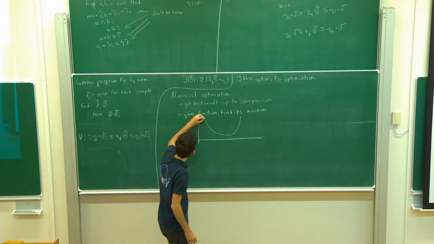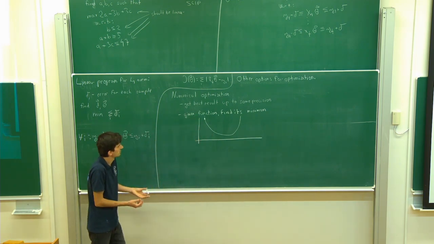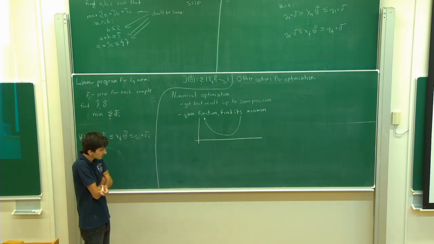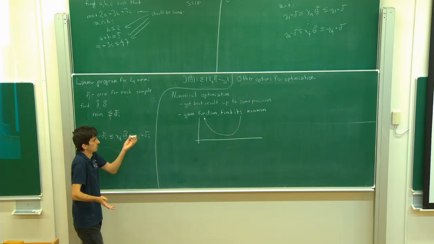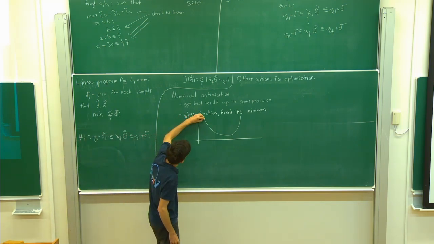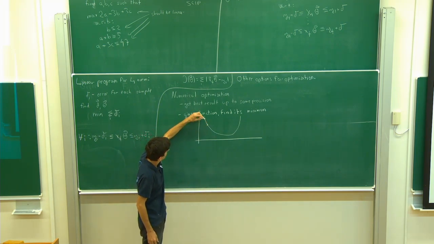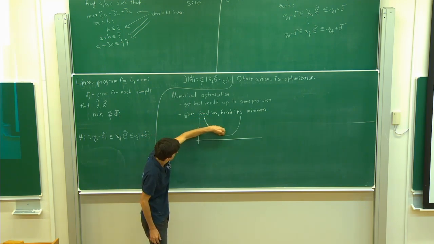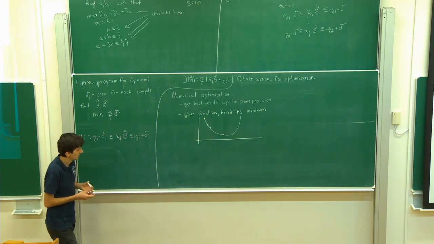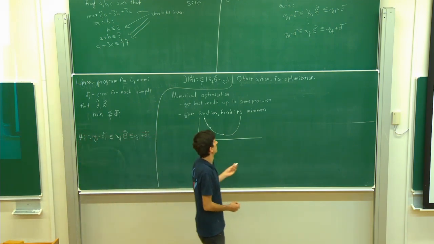So you start at some point. And what you do is look at the derivative of the function and move down the slope. It will send you somewhere. Then you again look at the derivative and it will send you further down, and so on and so on. This is a very simple method. It's called gradient descent.